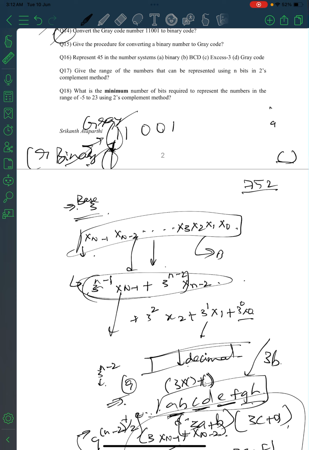Now what do we do? We do XOR of this one and this one. We got the output 0. XOR of this one and this one: the second output is 0. XOR of this one and this one: the output is 0 again. XOR of this one and this one: we got the output 1 in the last case. So the result is 10001, 10000.